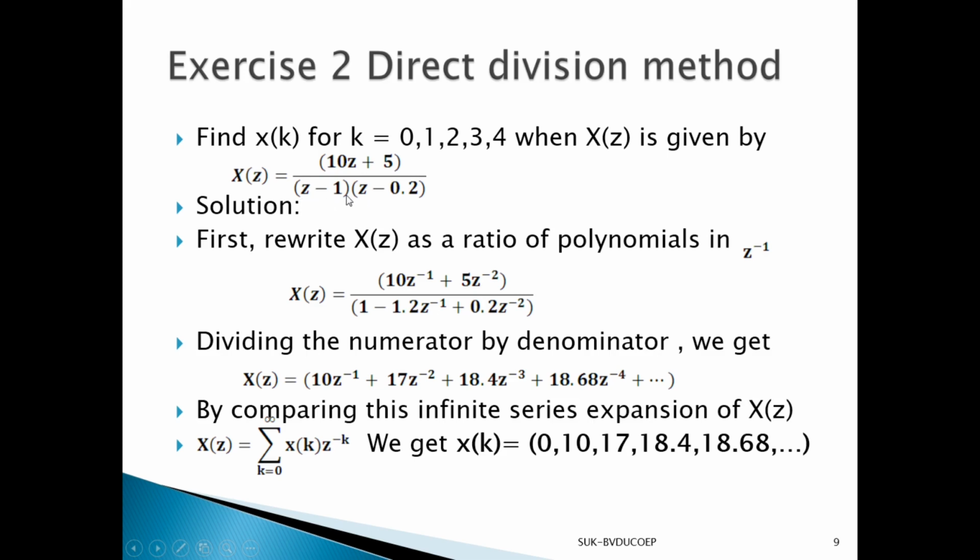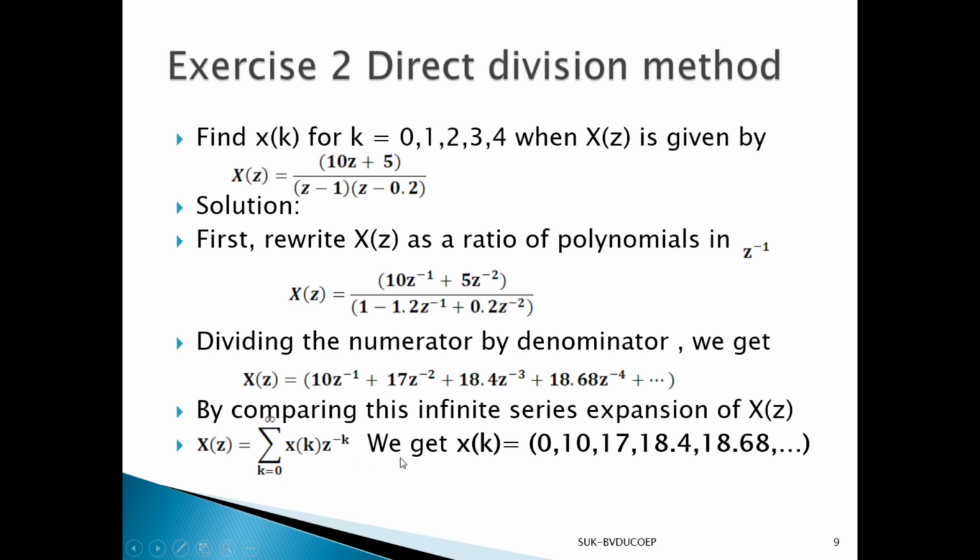Similarly, the denominator is z squared minus 1.2z plus 0.2. Divided by z squared it becomes 1 minus 1.2z^-1 plus 0.2z^-2. And you divide this as usual. You get 1 as the first quotient term and 10z^-1 as the next. Now the initial term is 0, and then 10 multiplied by 10 gives 10z^-1 plus 17z^-2, and we continue like that.